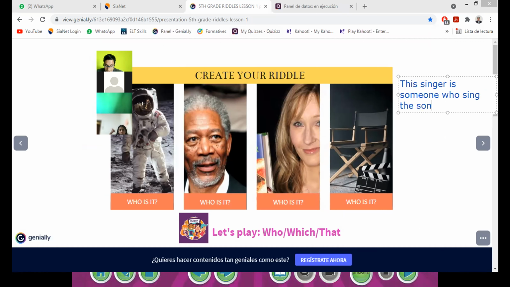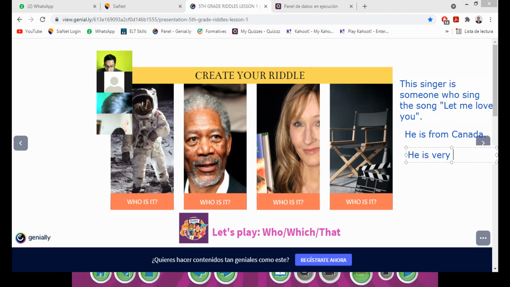sings the song. The name of the song is this. This is the name of the song. He is from Canada. He's Canadian. And he is very famous. Who is this singer? Boys, girls. This singer is someone who sings the song, Let Me Love You, this is the song. He's from Canada. And he's very famous. Who knows the answer?